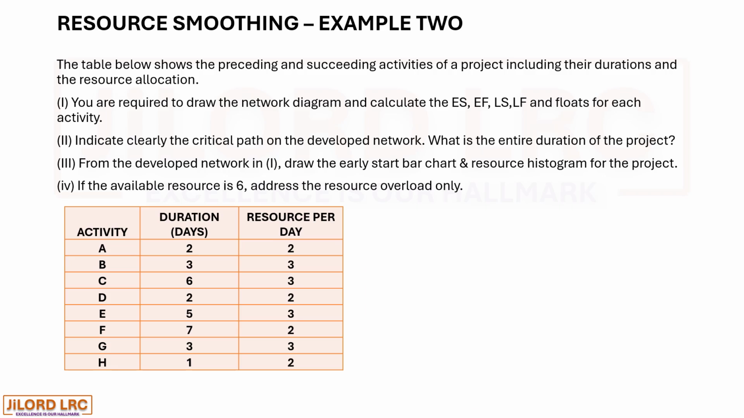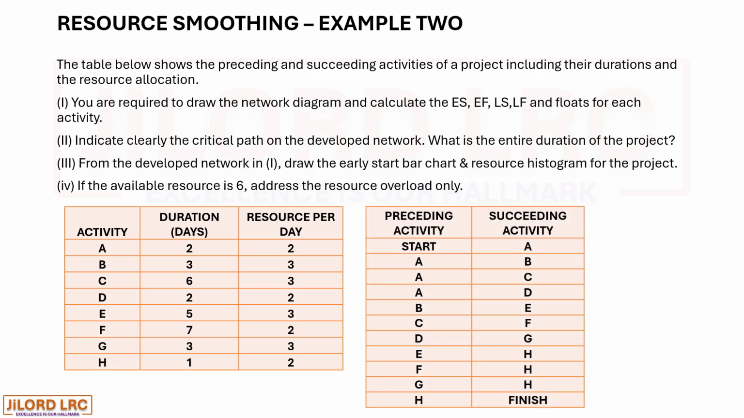So we are presented with this information. Activity duration starting from A to H. The durations have been given and the resource per day has also been given. We have the preceding activity and the succeeding activity table as well. So let us move on to the solution.